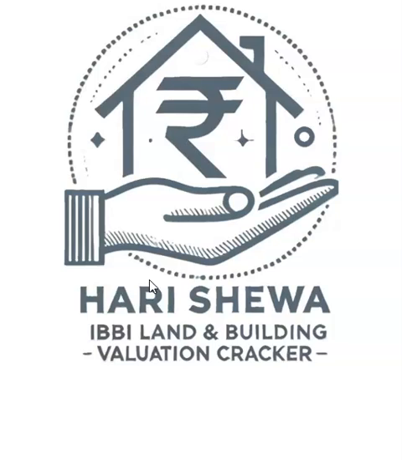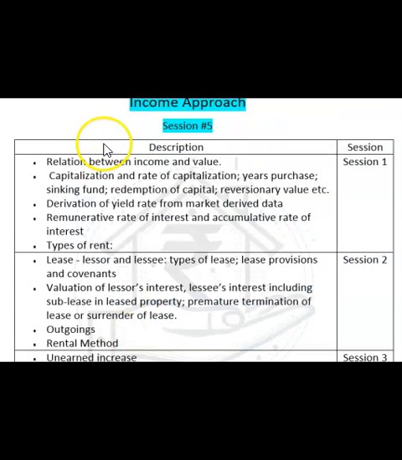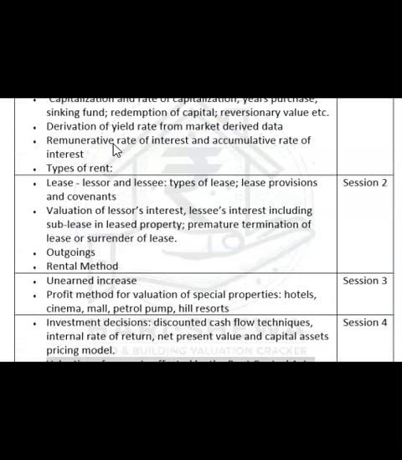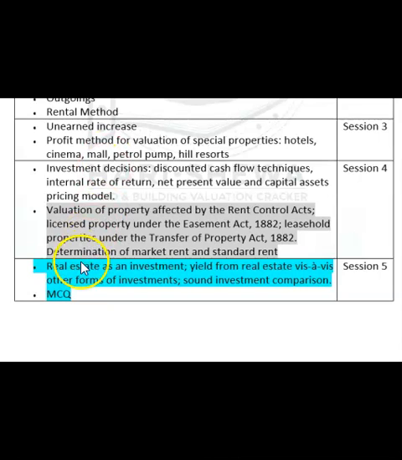Today we are going to start Income Approach Session 5. In Session 5, we will learn real estate as an investment, yield from real estate versus other forms of investment, and sound investment comparison, and MCQ.